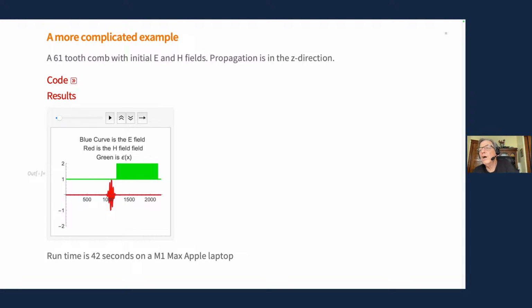Okay. Here's a more complicated example. Here we have both initial Gaussian E and H fields. The code is all here in the notebook that you can look at if you want to download it. But what we have here is electric and magnetic fields propagating onto a dielectric comb with 61 teeth. Okay, you can see the propagation here. To give you a feel, the computation time on my laptop, which is an M1 Max, is about 42 seconds for this. So, let me advance the slide.